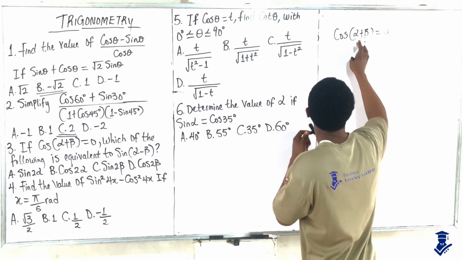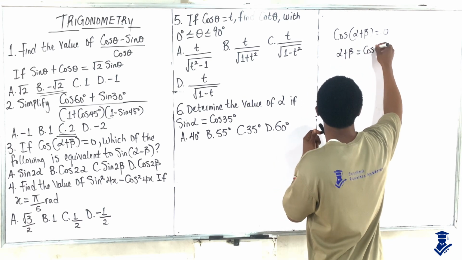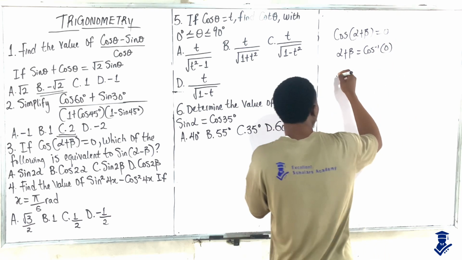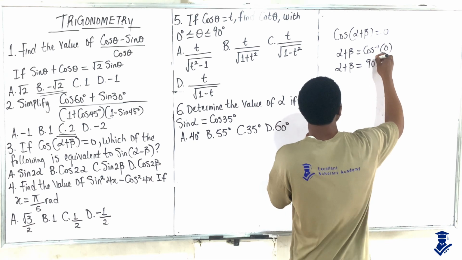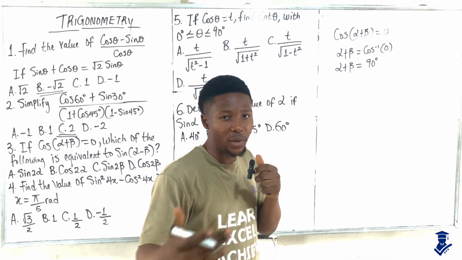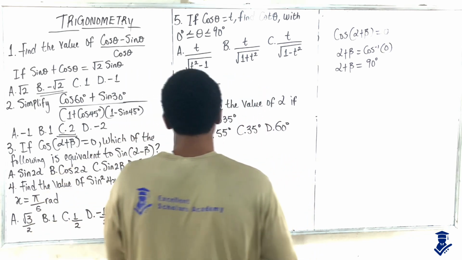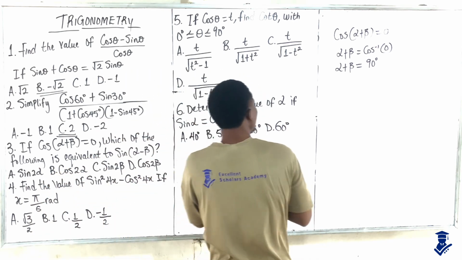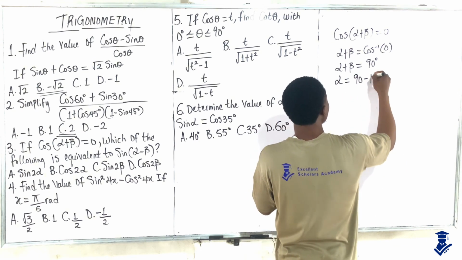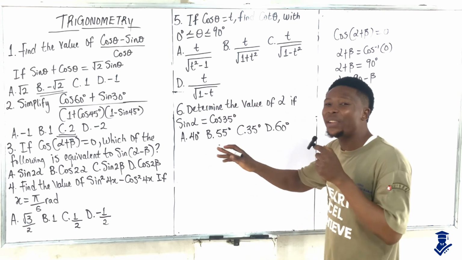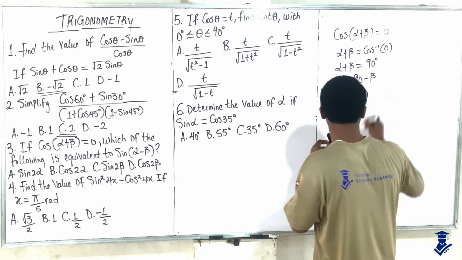So it means that I can say alpha plus beta is going to be equal to the cos inverse of 0. Now cos inverse of 0 is 90 degree, because cos 90 is going to give you 0. All right. So we have alpha plus beta is equal to 90 degree, and we have to find what? Sine alpha minus beta. Now make alpha the subject of the formula here, becomes 90 minus beta. All right. So we have to find the value of what? Sine alpha minus beta.